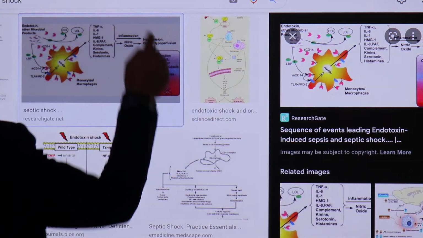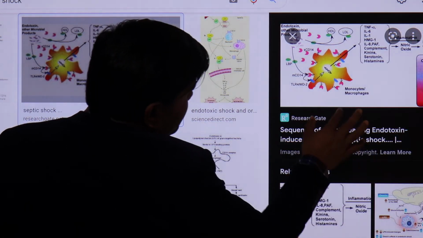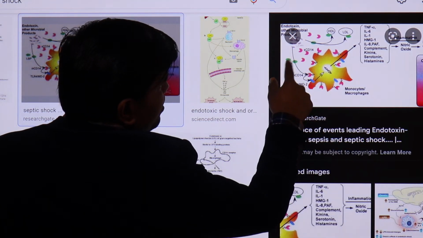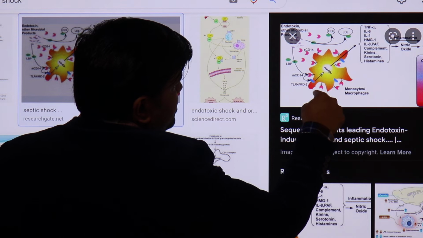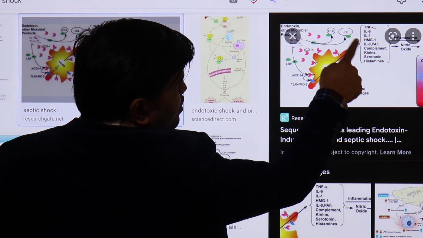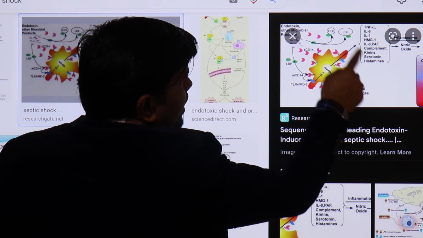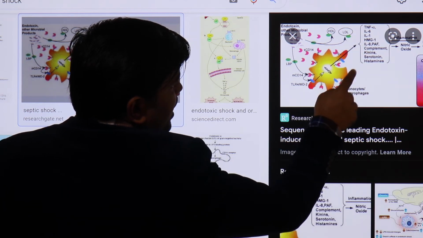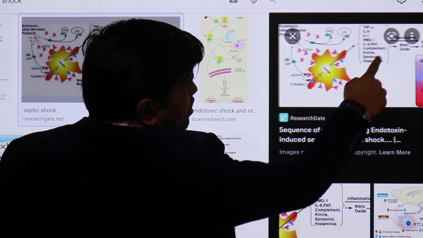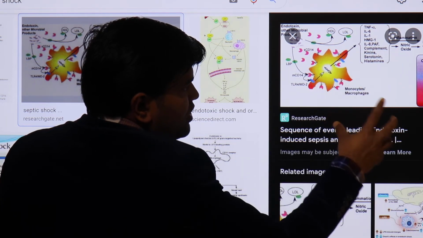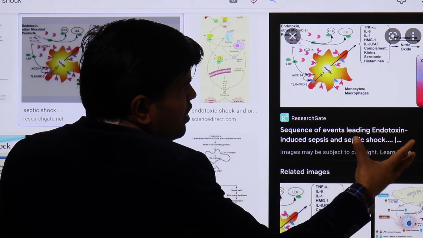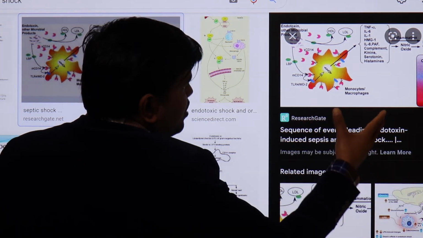I can show you another. You can see over here, the endotoxin or microbial product is activating the macrophage, and once the macrophage or monocyte is activated, they release lots of cytokines like interleukin 1, 6, TNF alpha, platelet activating factor, complement, kinin, serotonin, histamines. These all are releasing inflammatory mediators like nitric oxide, and this nitric oxide is causing hypotension by increasing the vascular permeability. BP drops, the patient goes into shock, and then the patient develops organ failures.